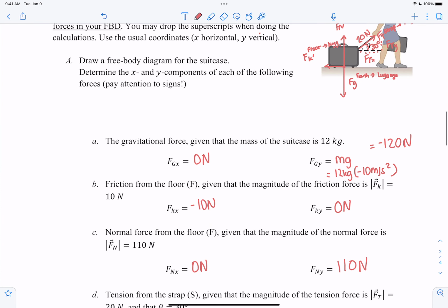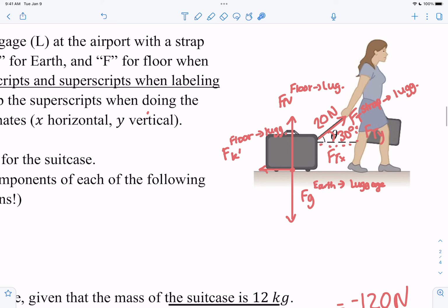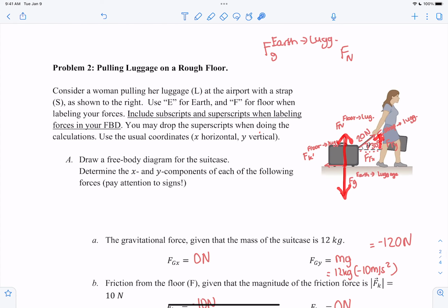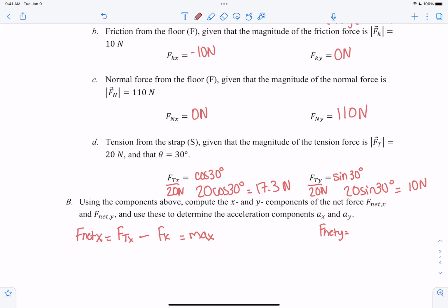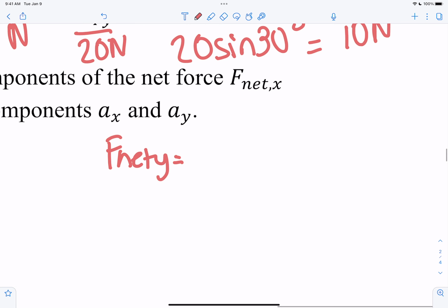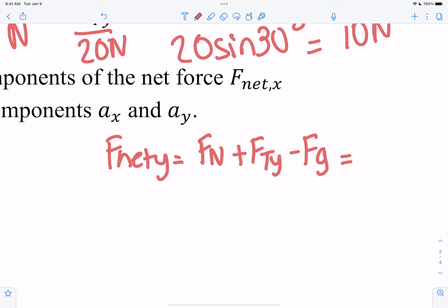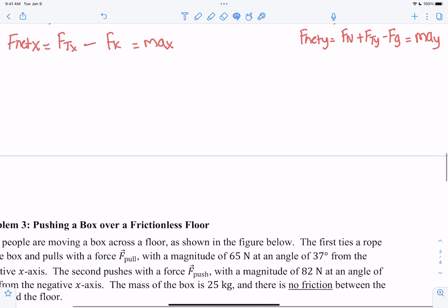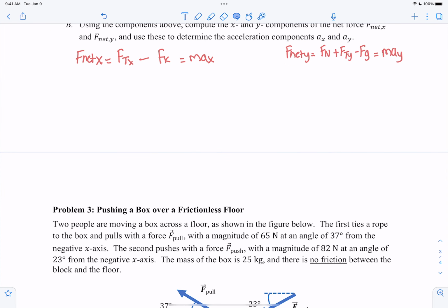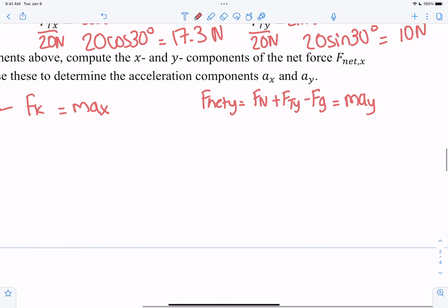So if we want to integrate our directions automatically, we have normal force in the positive y direction. So Fn is positive, Fg is negative, and Fty is positive as well. So we can say, okay, well, if we want to integrate the directions, Fn plus Fty minus Fg is equal to May, right? So, move this around here.